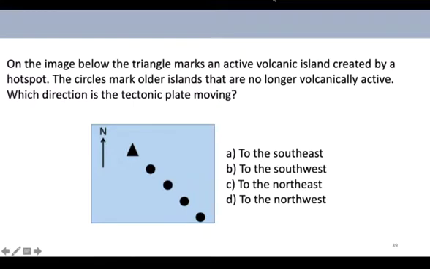So here is a question for you. On this picture, the triangle shows the active volcanic island. So this triangle is showing the volcanic island created by a hotspot. The circles, this way, are the older volcanic islands that are no longer active. So they're no longer active volcanoes. They used to be above this hotspot. So looking at this volcanic island chain, which direction is the tectonic plate moving? So I'll give you a second to think about which direction do you think the tectonic plate is moving on top of that hotspot.